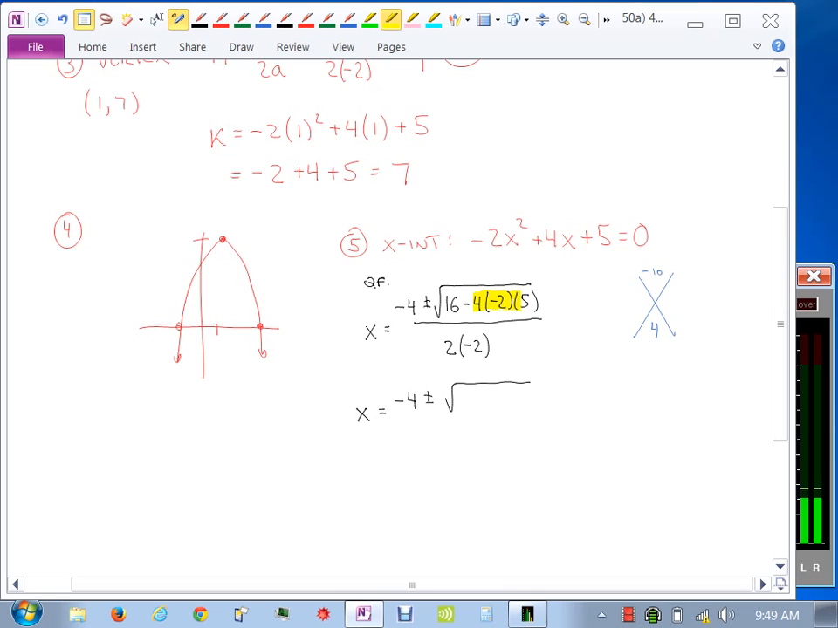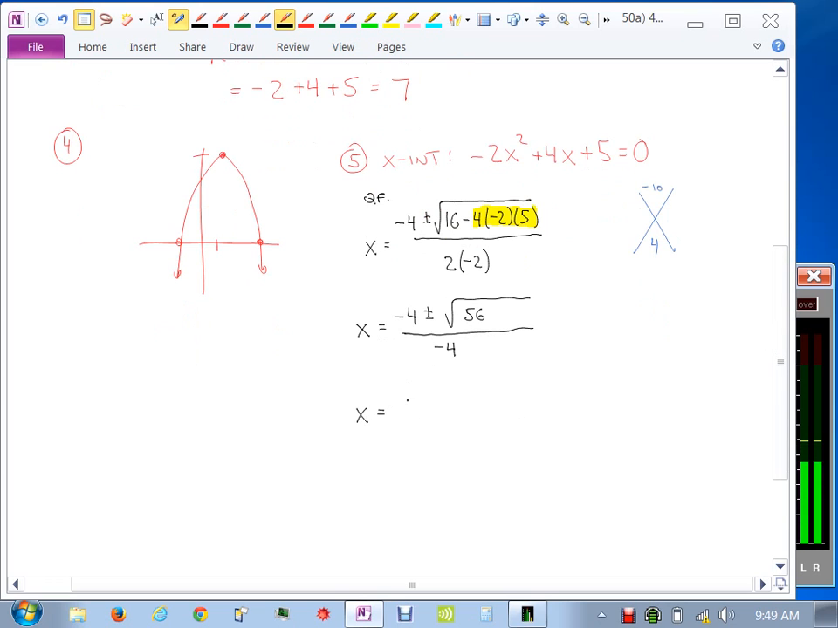So I'm going to do this first. That's 4 times -2, which is -8. -8 times 5 is -40. So I have 16 minus a -40, which is the same as plus, right? So 16 plus 40 is 56, all over -4.